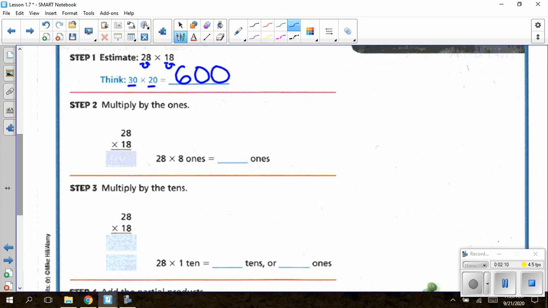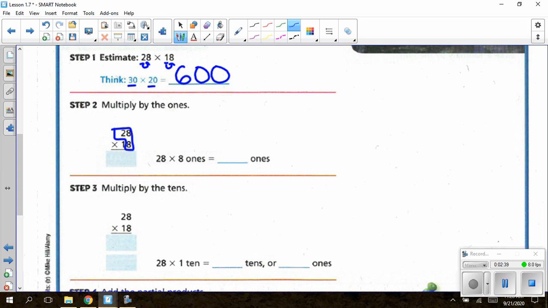So now we're actually going to find the real total amount. And to do this, we need to make sure that we are multiplying the 28 times the 8 from the 18. If it helps you to circle what you need to be working on first, you can definitely do that. So just like in our 1.6 lesson, we are taking the 8 from the bottom factor and we are multiplying it by everything in the top factor.